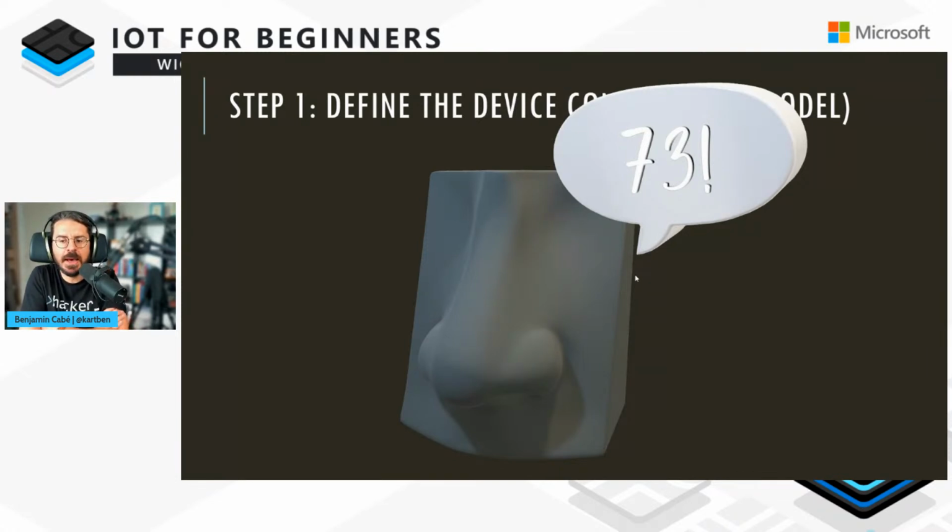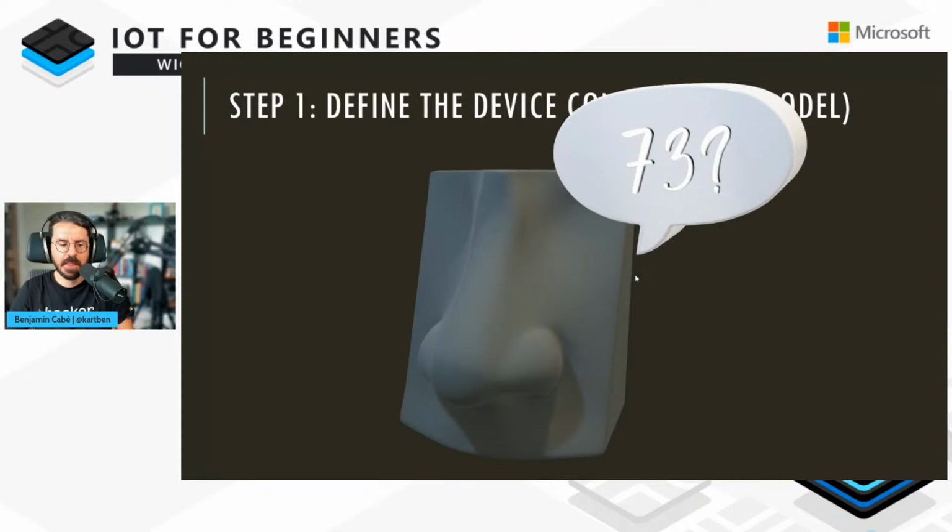But if the data really is just, say, a number that says 73, what does that mean anyway? When the nose is sending 73 to a cloud backend, does it mean 73% humidity? Is it 73% of battery left? Is it 73 ppm of nitrogen dioxide concentration in the air? It depends, right?